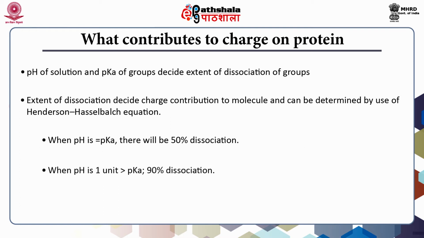When pH is 1 unit higher than pK, there will be about 90% dissociation. When pH is 2 units higher than pK, there will be about 99% dissociation. When pH is 1 unit lower than the pK, there will be about 10% dissociation. When pH is 2 units lower than the pK, there will be about 1% dissociation.